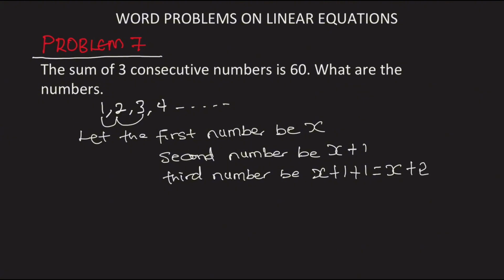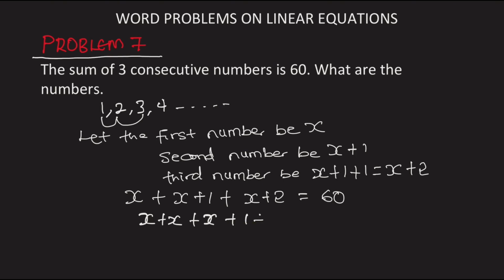So now it says that the sum of the 3 consecutive numbers is equal to 60. So that means if we add all these numbers together, x plus x plus 1 plus x plus 2 is going to give us 60. So we could first put all the x's together. Let's rearrange this: x plus x plus x plus 1 plus 2 is equal to 60. Okay, so we can add the x's together: 3x plus 3 is equal to 60.